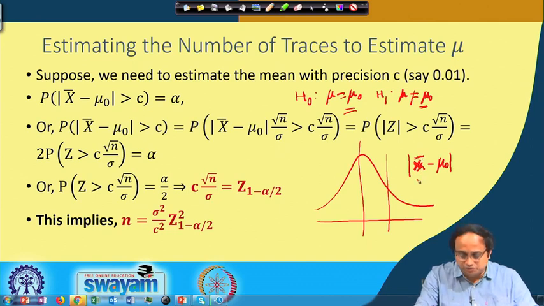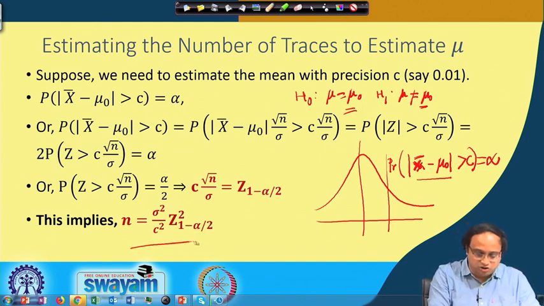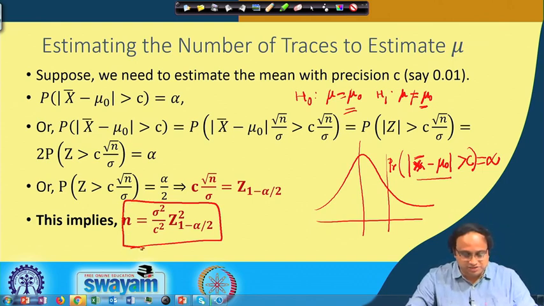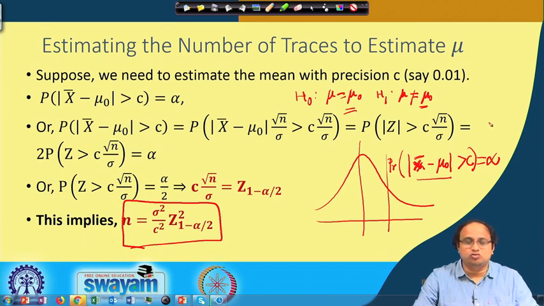So, if the absolute value of x bar minus mu naught is greater than c, then that is an error. We are trying to find out the probability of this, and you know that this probability is equal to alpha. From here we derived this equation in the last class, and we got this as the corresponding estimate: n is given by sigma square by c square into z 1 minus alpha by 2, whole square.